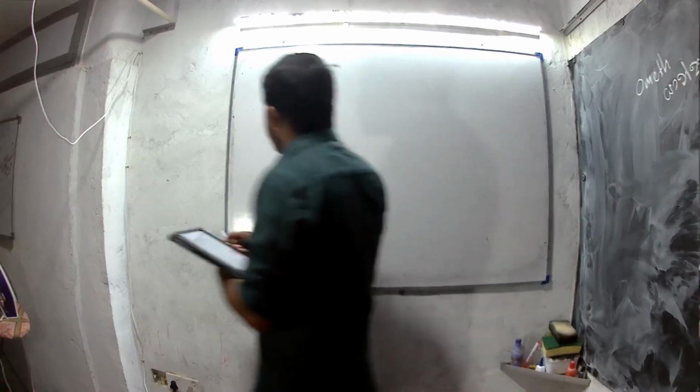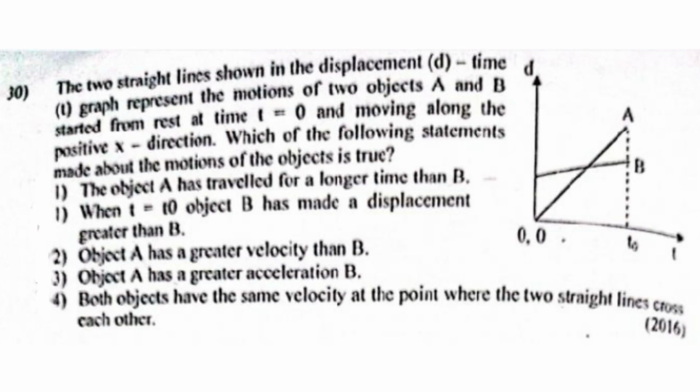Question number 30. The two straight lines shown in the displacement time graph intersect at the motion represent the motion of two objects A and B. Start from rest at time t equals 0 and moving along the positive x direction. Which of the following statements made about the motion of the objects is true?